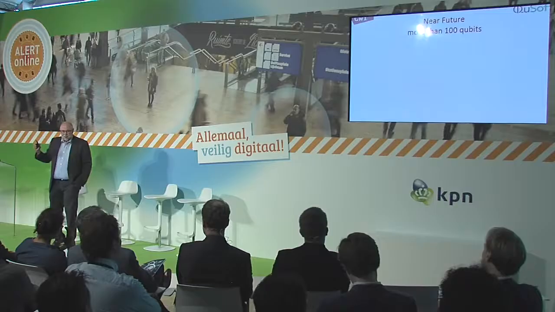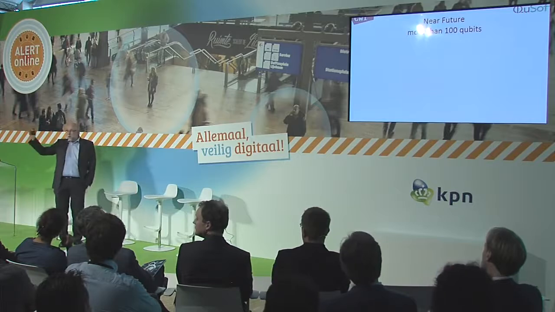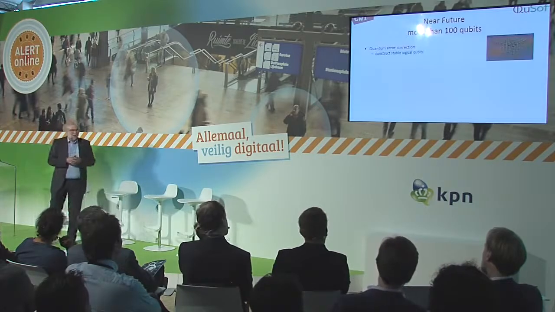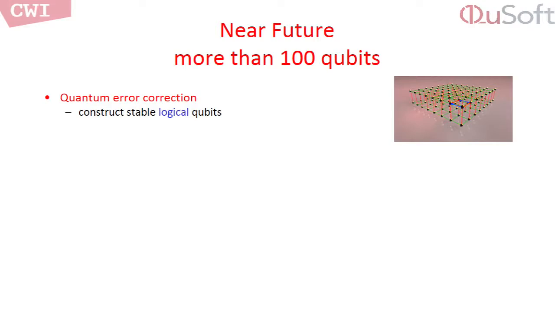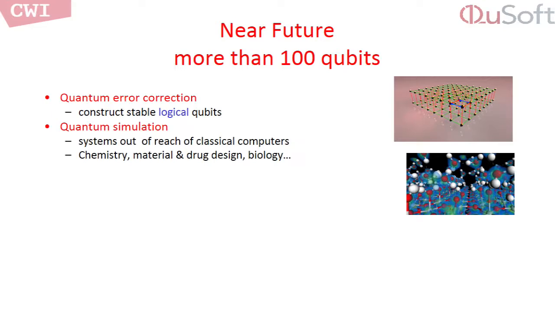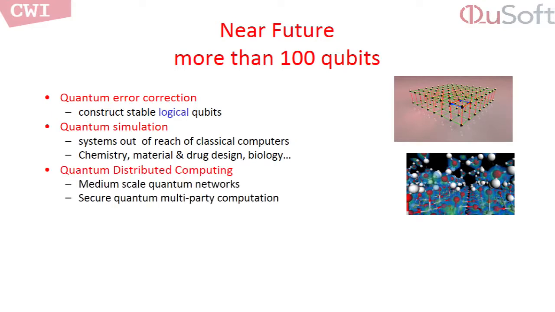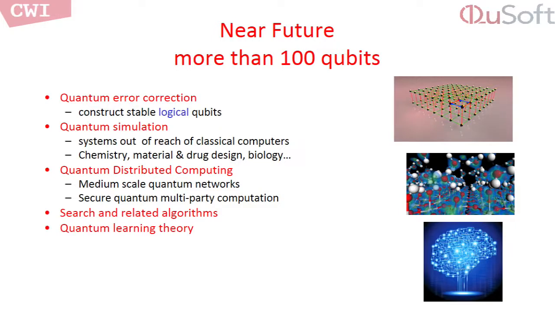In the near future, say maybe 5 to 10 years away, we will have more than 100 qubits, and then we can actually do error correction. But there's a lot of work that needs to be done to get that to work. We can do these quantum simulations that I talked about, so we can simulate nature. That's cool, but a lot of work needs to be done there too. Quantum distributed computing is something we could think of better, because now there's not only the quantum network, but there will be little quantum computers at the nodes, and that makes other possibilities possible. These search-related quantum walk algorithms can be used.